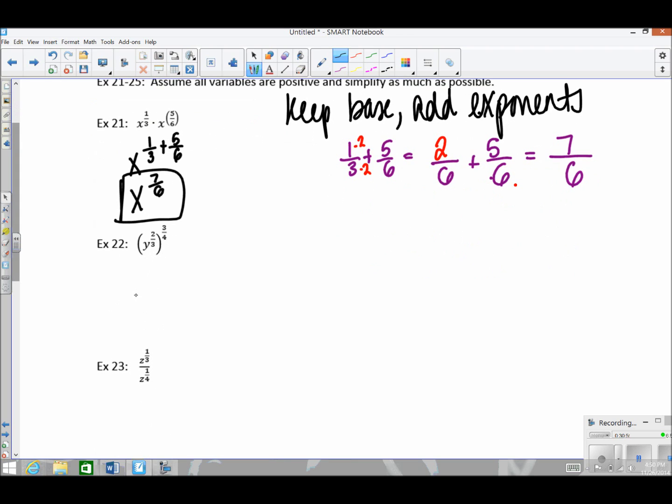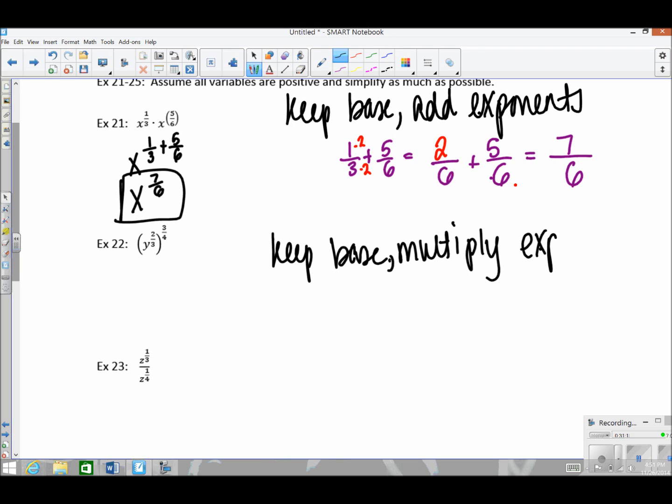This next expression, because we're raising to a power, the rule is you keep the base and multiply the exponents. So we've seen examples like this. So you're going to keep the base, you multiply the exponents.